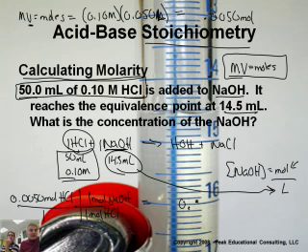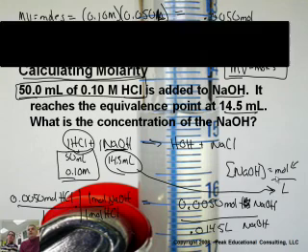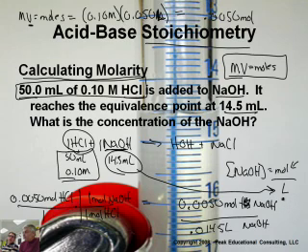So it's 0.0050 moles of NaOH divided by, now watch how I do this fast, 0.0145 liters of NaOH. And I divide them out, and I get 0.345, three digits, 0.345.